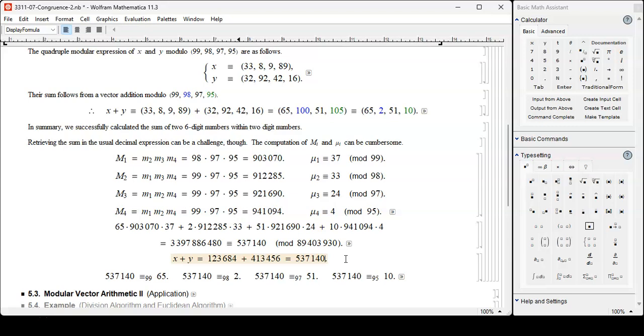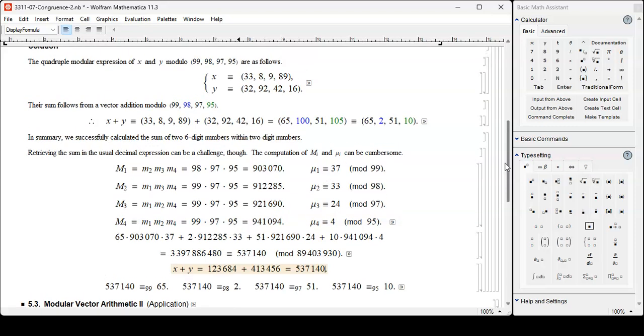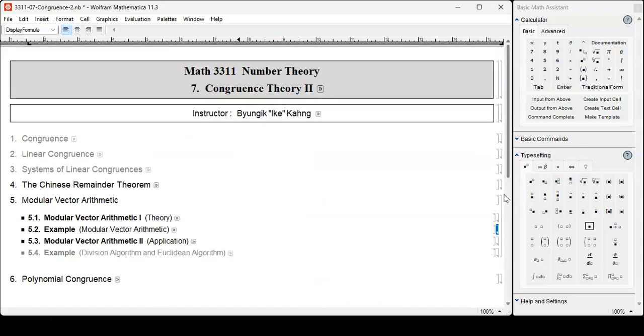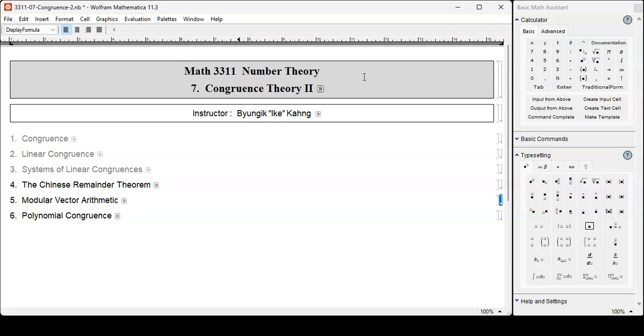Now, why would anybody do this kind of modular vector arithmetic while you can easily do this traditional computation? That's going to be answered in the next section, 5.3. For now, we'll have to do it here. So we used the Chinese remainder theorem to define those modular vectors and went through some modular vector arithmetic, some addition, and we didn't do scalar multiplication, but that's left to you.